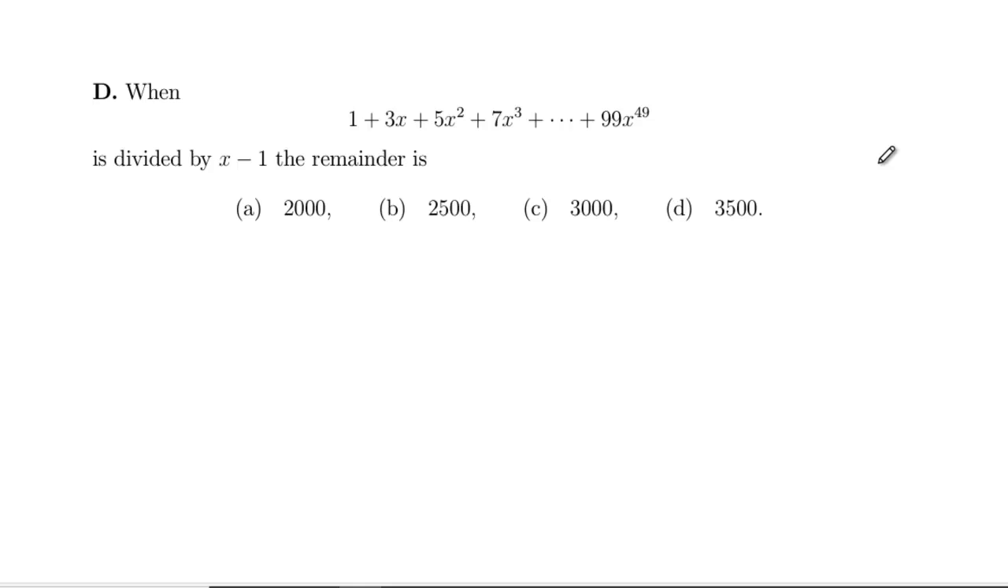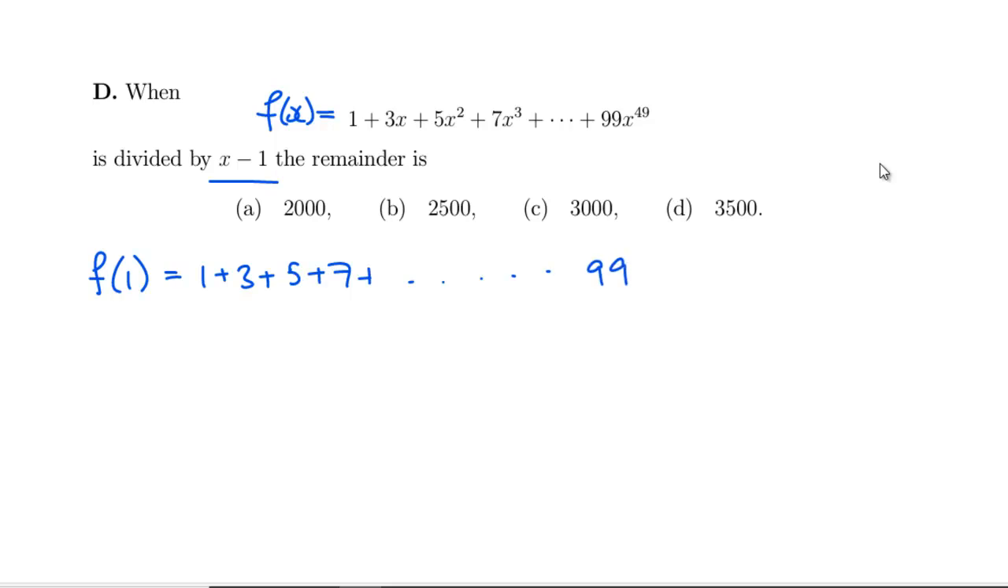D, when that is divided by x minus 1, so what we do, we're going up in ones in powers of x and then odd numbers in the coefficients. It's divided by x minus 1. What is the remainder? Right, so remainder theorem, we need to put 1 into this then. So if that is our f of x, then f of 1 is going to be 1 plus 3 plus 5 plus 7 plus all the way up to 99. We can see that we've got 50 of these terms, because we've got 49 powers there starting from 0. So we've gone from 0 to 49.